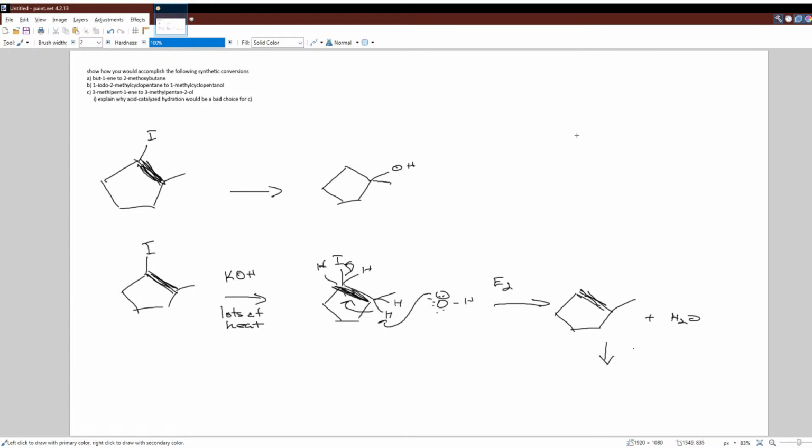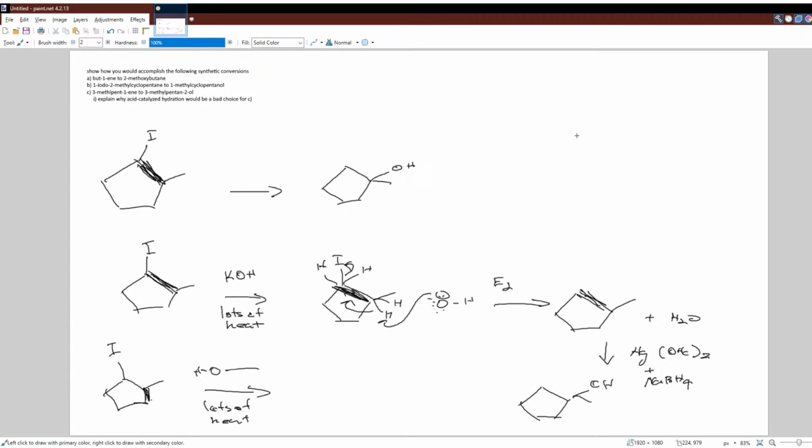Then we can do our mercury acetate thing plus an NaBH4, and then we're going to get the desired product. Yeah, okay. I guess E2 is better than just E1, because if we do E1 like this, with lots of heat to encourage E1, we're going to have this. Iodine's a really good leaving group, so this wouldn't be unfeasible.